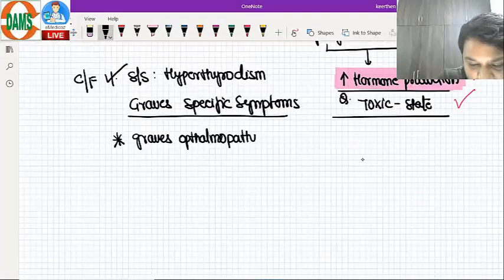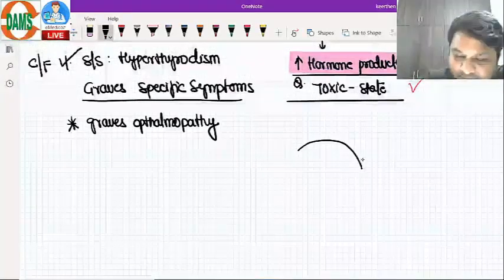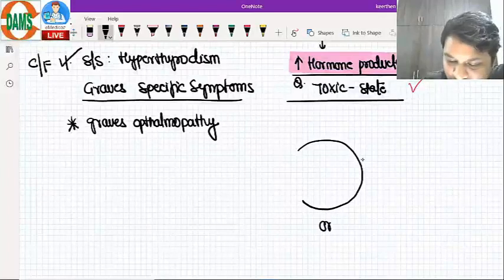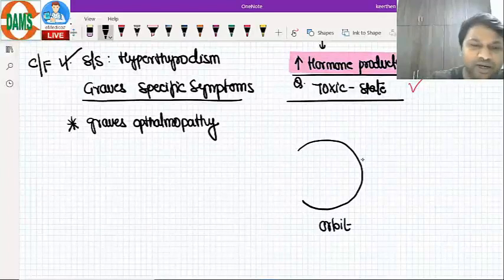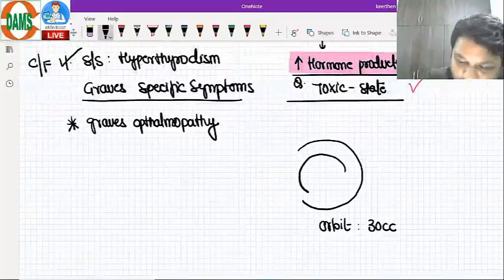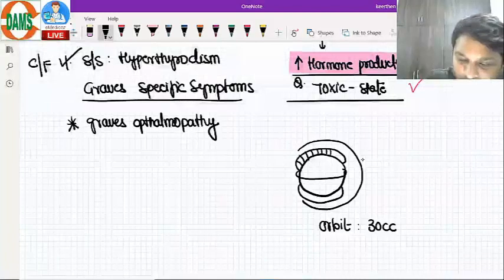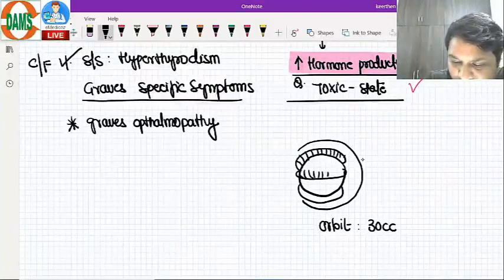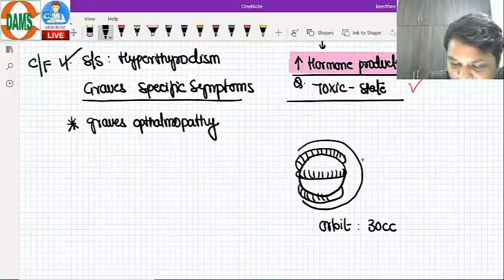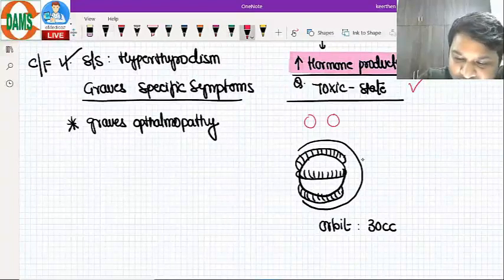Now, what happens in Graves' ophthalmopathy is, let's say this is the orbit. We all know the orbit is a bony cavity. It is a very limited cavity. It has only 30 cc. Within that orbit, you have your eyeball, and within that eyeball, you have your ocular muscles also present, right? So you have the eyeball along with the ocular muscles in a small, tiny bit of orbit that is going to harbor your eye.